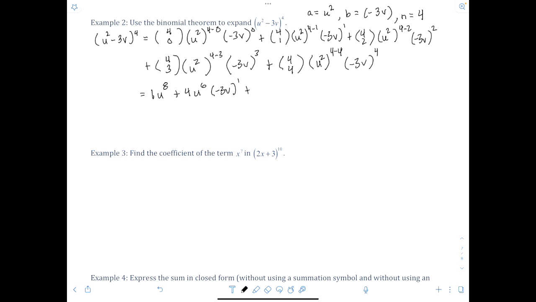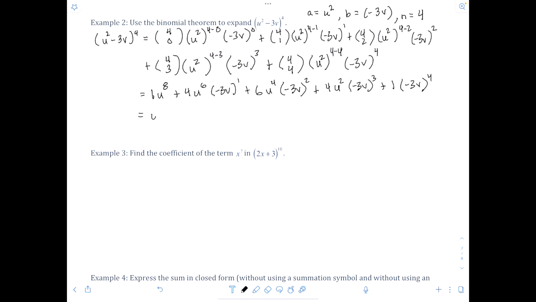Plus, we will have 4 choose 2 is 6. U squared squared is u to the 4th. And then we'll have negative 3v squared. And then 4 choose 3 is back to 4. U squared to the 1 is u squared. And then we'll have negative 3v cubed. And then 4 choose 4 is 1. U squared to the 0 is 1. And then negative 3v to the 4th.